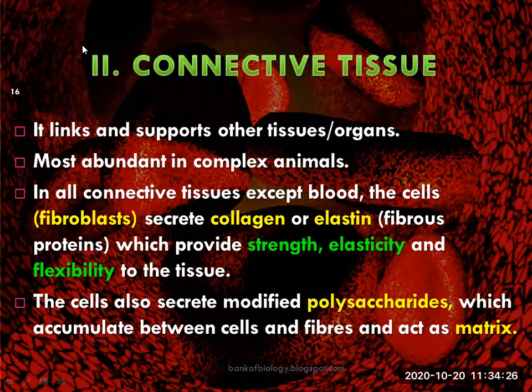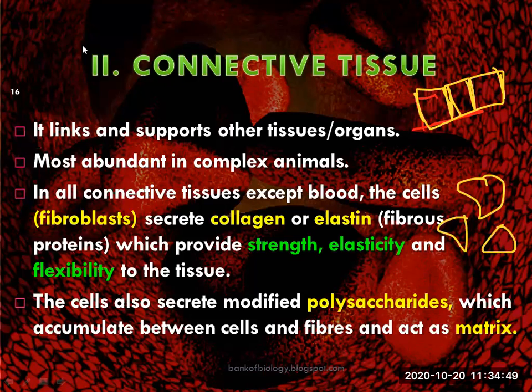Before I go on, let me remind you once again of the properties of the epithelial tissue. We said that in epithelial tissue the cells are very closely arranged to each other, isn't it? Intercellular matrix is very less. But in case of connective tissue, the gap between the cells is comparatively more. That means the intercellular matrix is going to be much more. That is the basic difference.